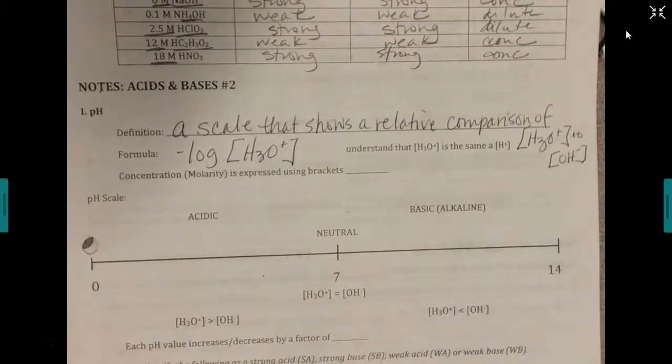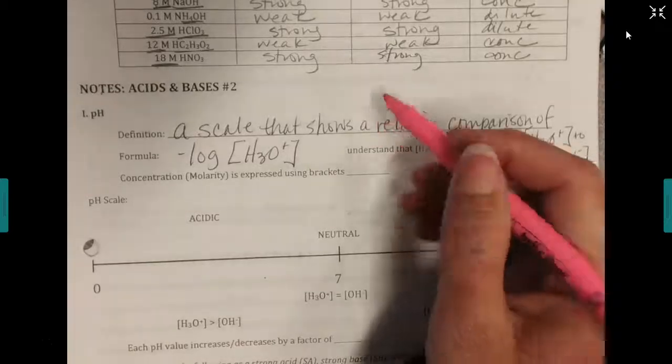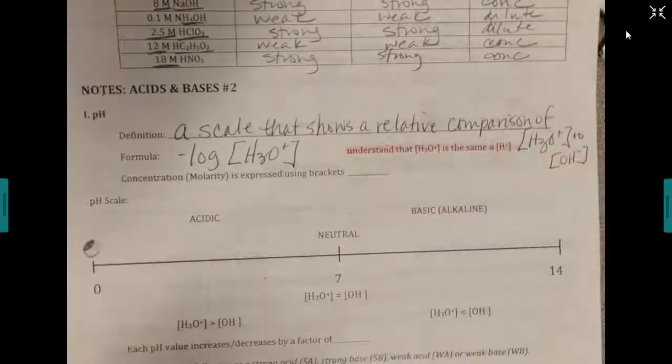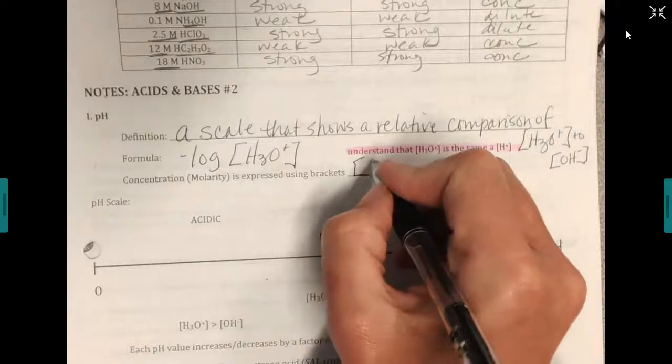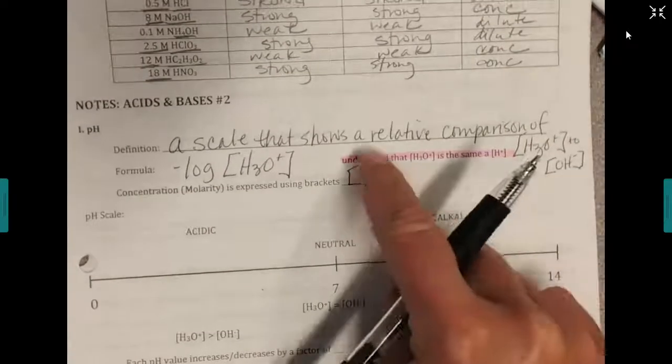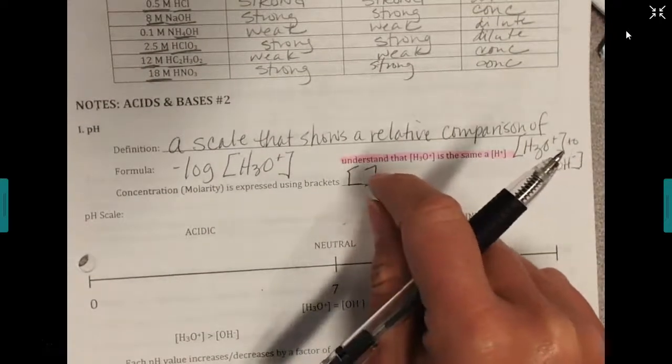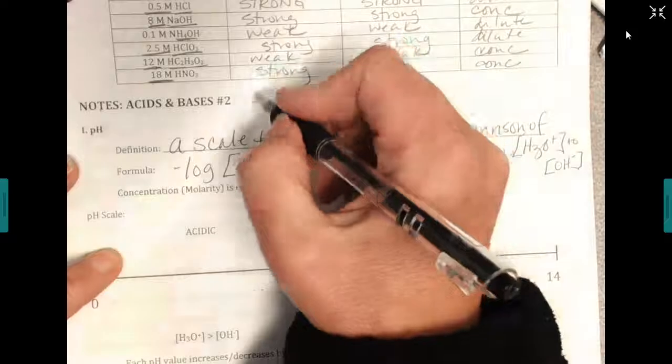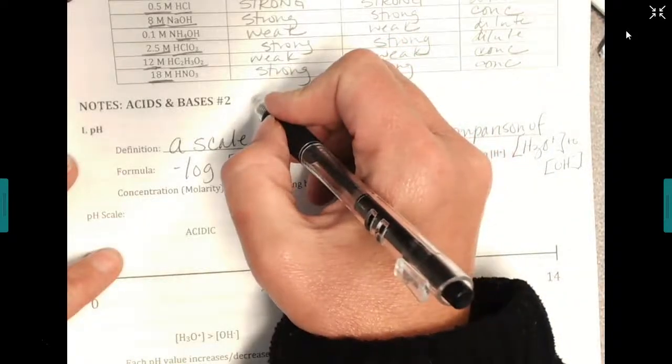Okay, understand that hydronium is not the same as hydroxide. So let's look at what we're talking about here. What is a hydronium ion? Remember, concentration or molarity is in brackets.